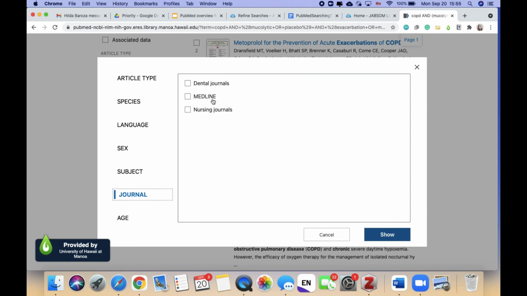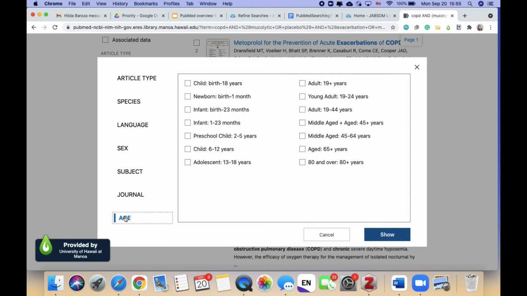I can limit to journals. So if I know I'm only interested in nursing journals, dental journals, Medline would be core clinical journals. And then I can limit to age group. So maybe the population I'm interested in is middle-aged. So here, I'll check this one. And I'll hit show.